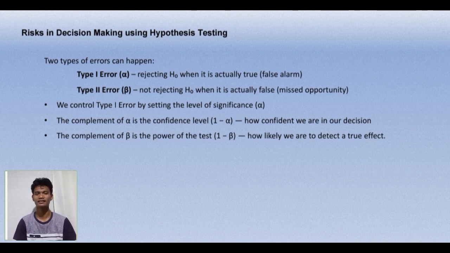The second is type 2 error, which happens when we fail to reject the null hypothesis even though it's false. This is like missing a real problem, a missed opportunity to take action. That risk is called beta.